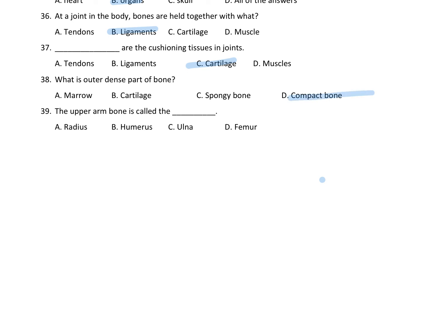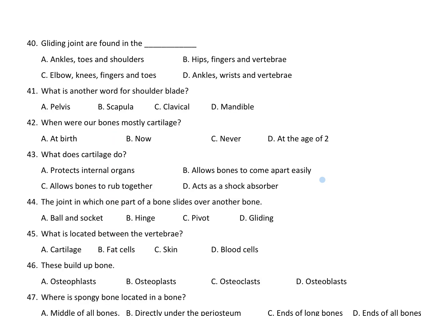And then the upper arm bone is called the humerus. Remember, radius and ulna are down in the forearm, and the femur is down in the leg. Now, your gliding joints, we said you can find them in the wrist or the ankle. So that should direct you right down to D, where we see ankle, wrist, and your vertebrae. All right. Then, another word for the shoulder blade was the scapula.